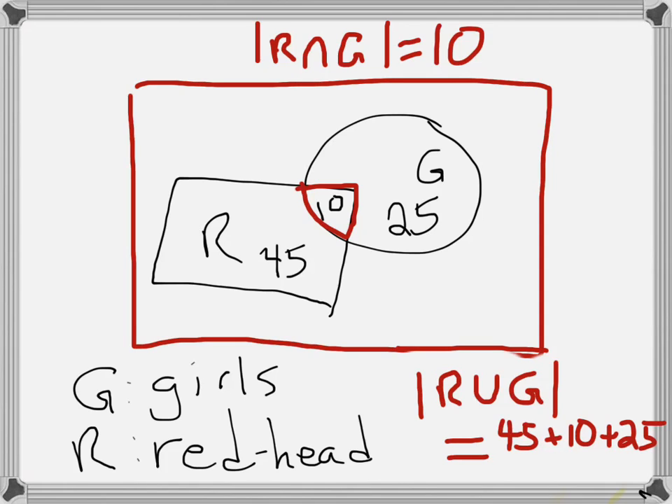Ms. Klein, what's 45 plus 10 plus 25? That would be 55 plus 25. 80. Ms. Klein's a lot better at math than I am, ladies and gentlemen. She can do math in her head.